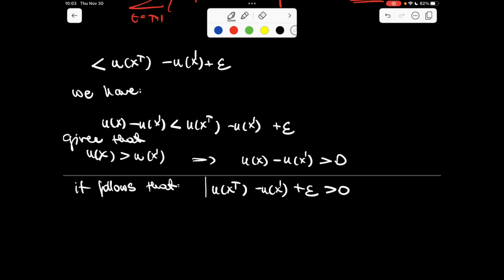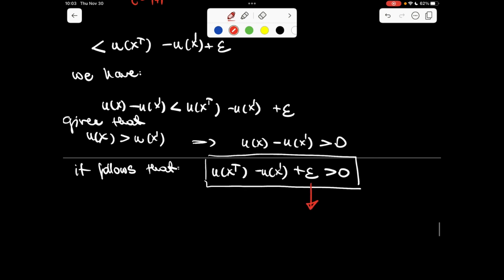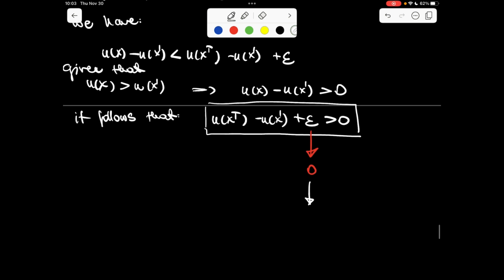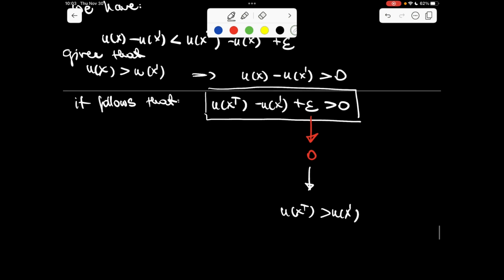So this inequality holds for any strictly positive epsilon, but epsilon can be reduced to any level. So in sum, we have that the truncated sequence remains preferred if we can find an appropriate t.